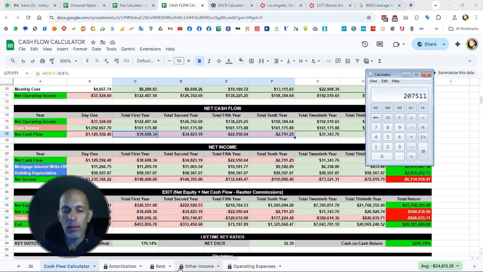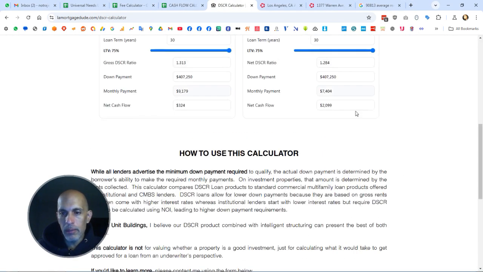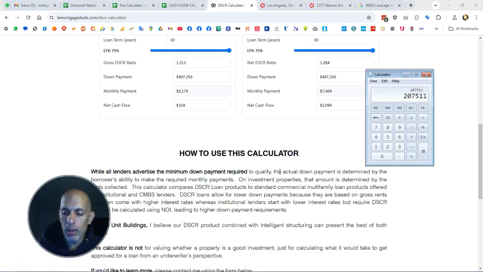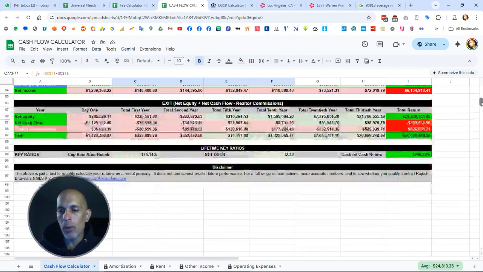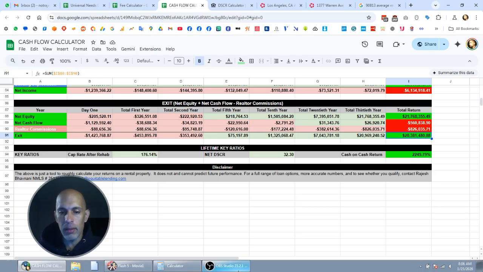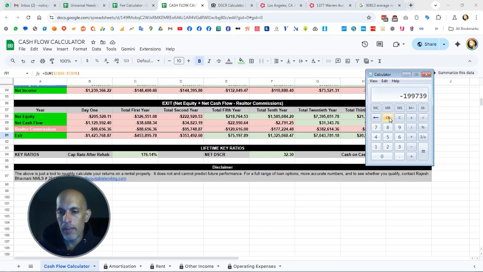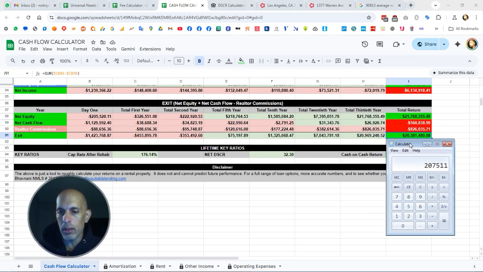So now we take that 211,000 minus your original $400,000 investment. What was the original down payment here? 407,250. So minus 407,250. So for $200,000, you can walk away with $20 million. It just takes you 37.5 years to do. And that is, let's see, whoops. Yeah. So let's see, 207,511, I believe it was.